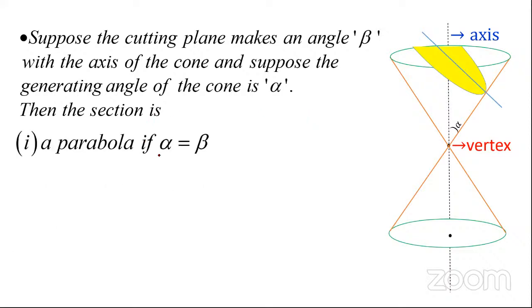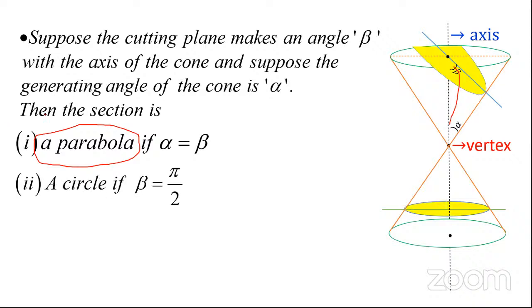Here, I'm taking alpha equal to beta. These two angles are equal. So alpha equal to beta forms a parabola. Next, I'm cutting with beta equal to pi by 2, which means perpendicular to the axis. This is the perpendicular line to the axis. Then I will get a circle.